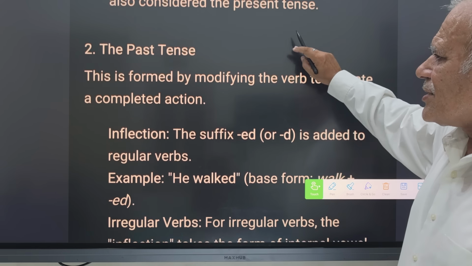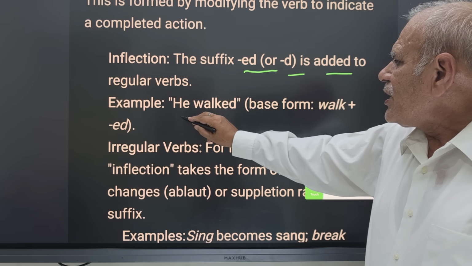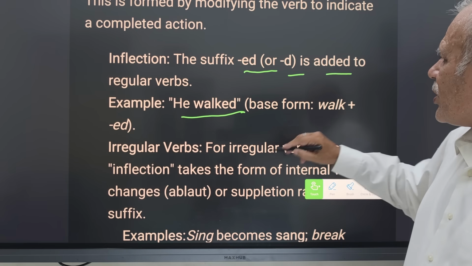What is the inflection? The suffix ed or d is added to a regular verb. He walked instead of walk. If I write he walks, this is present. If I write he walked, this is past.